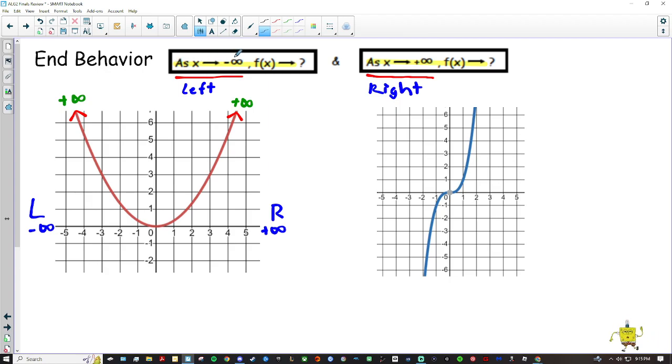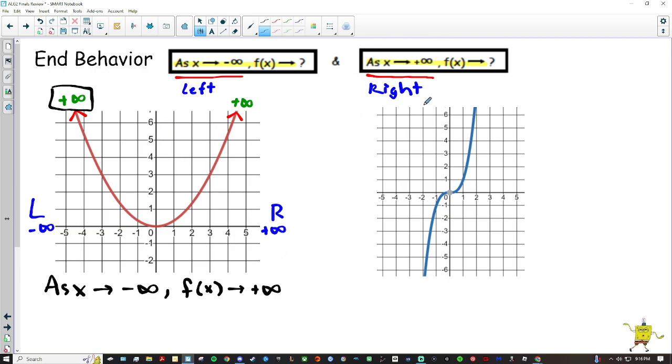So, as x approaches negative infinity. So this means left side. So on the left side of my graph, my function, f of x, goes towards positive infinity. My arrow's going up. Okay. First part done. Now we do the right side.